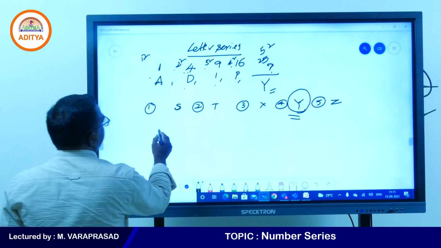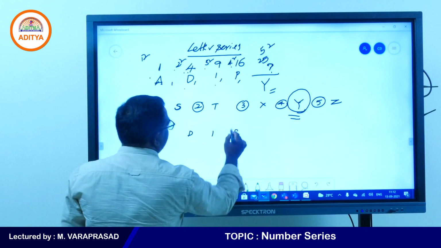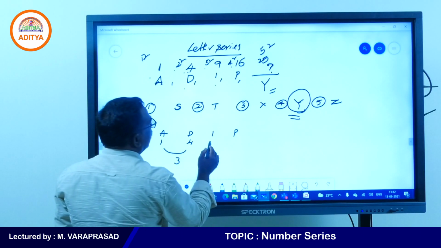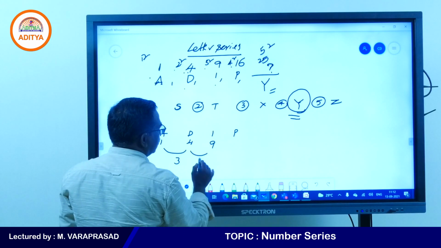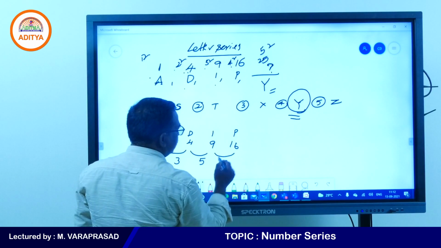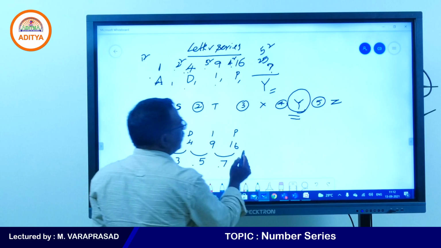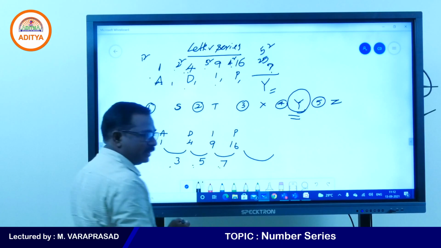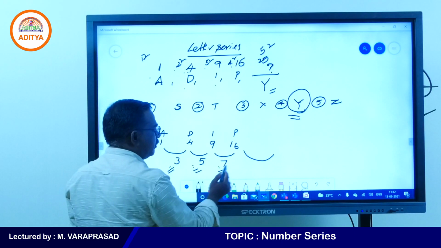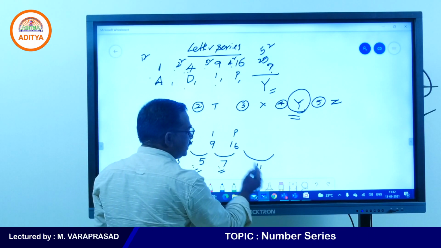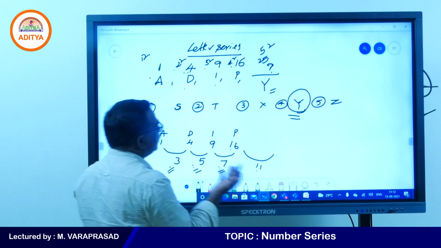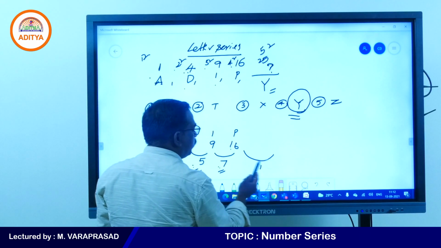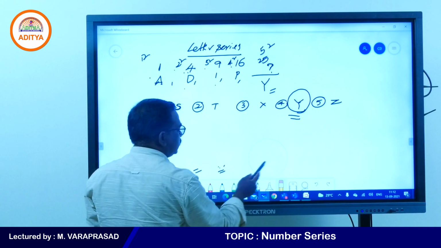What is the logic? Somebody wrote one logic for A, D, I, P. See, this is the first letter, the fourth letter, the difference is 3. This is the 9th letter, the difference is 5. This is the 16th letter, the difference is 7. So the differences are 3, 5, 7, which are prime numbers. The next prime number is 11. So 16 plus 11 is 27, which is not there in the options. Somebody wrote that. You need to find the perfect, accurate logic.